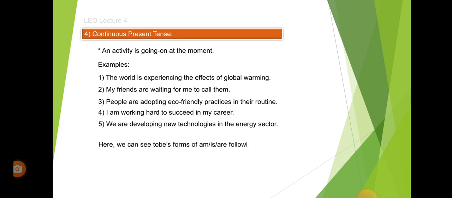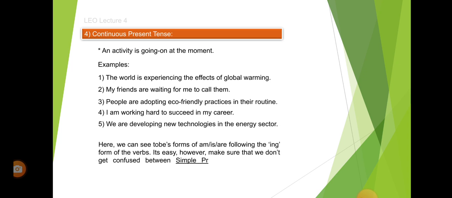Now there is a little twist here, friends. I have come across many students who face difficulty in understanding simple present tense and continuous present tense. The one you are looking at the moment is continuous present tense, which is used for an activity going on right now, whereas simple present tense represents routine activities. You can check our earlier videos for a deeper understanding of simple present tense.